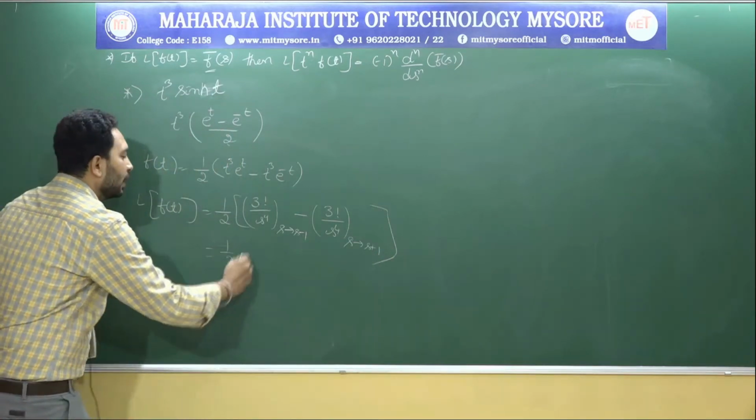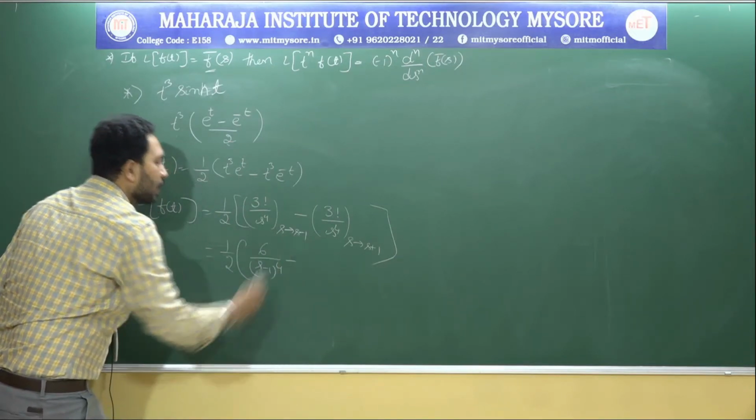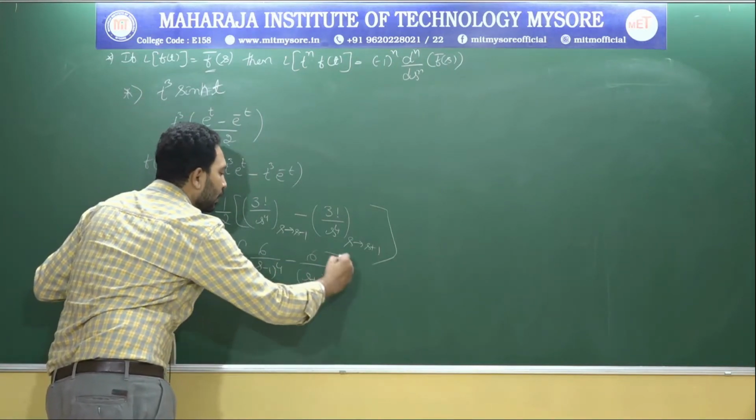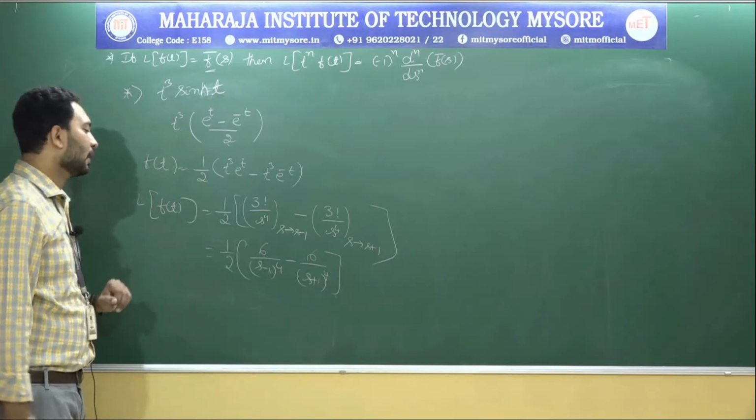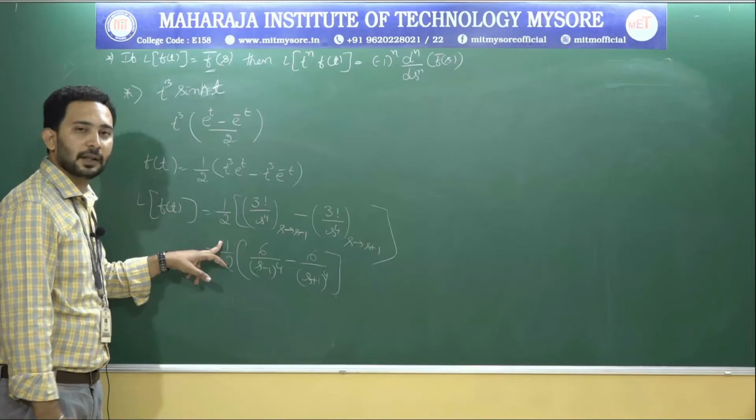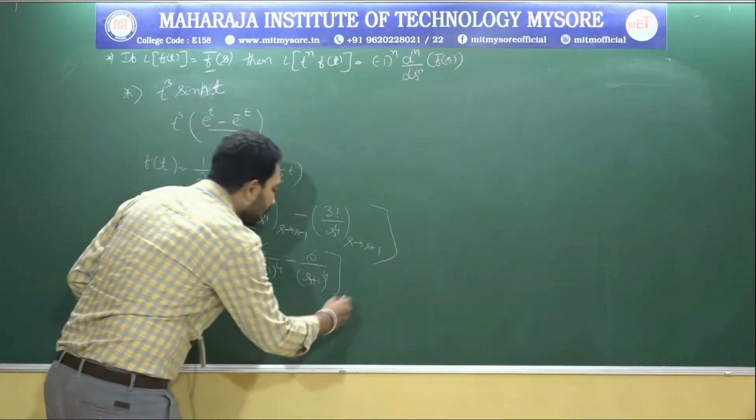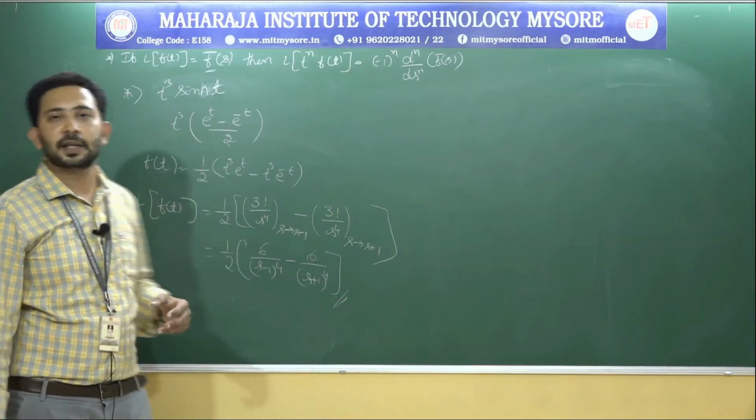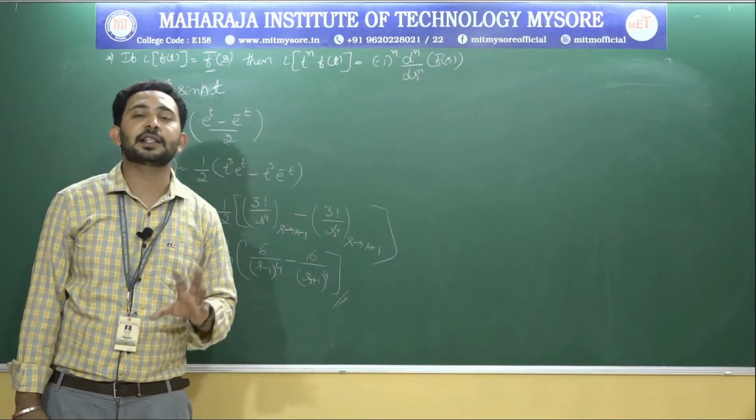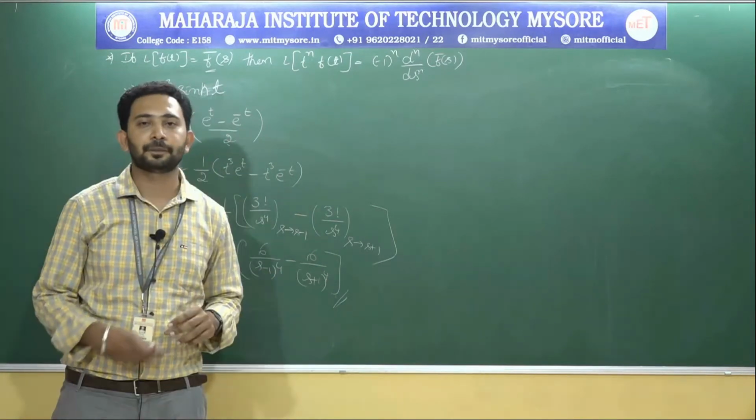So 1 by 2 into 3 factorial is 6 divided by s minus 1 power 4, minus 3 factorial again 6 divided by s plus 1 power 4 also. So we can take 6 outside, we will get 3 in the numerator, and we can simply solve this. So this is our required result for t cube sine hyperbolic at. So we don't need to apply the derivative transform property when we have hyperbolic along with t cube.